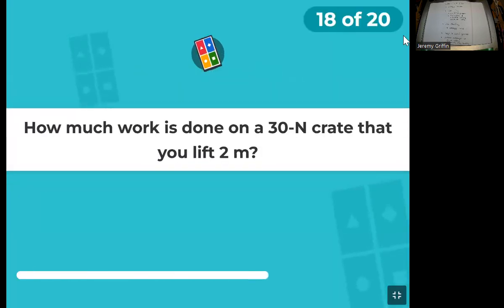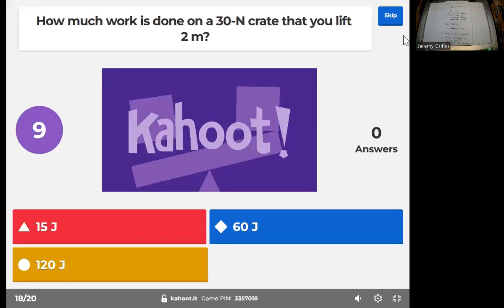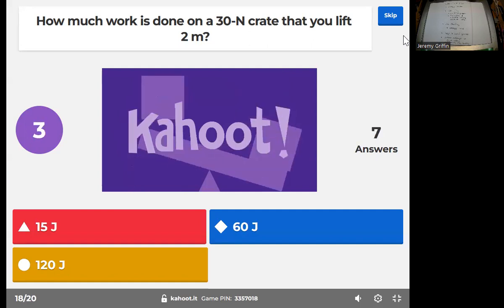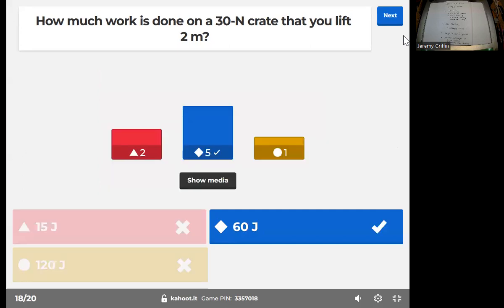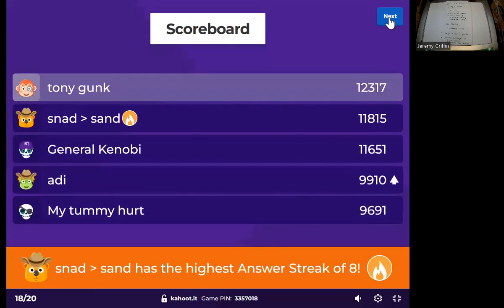How much work? A 30 newton crate lifted 2 meters. That's 60 joules. 30 newtons times 2 meters, force times distance, weight times height.